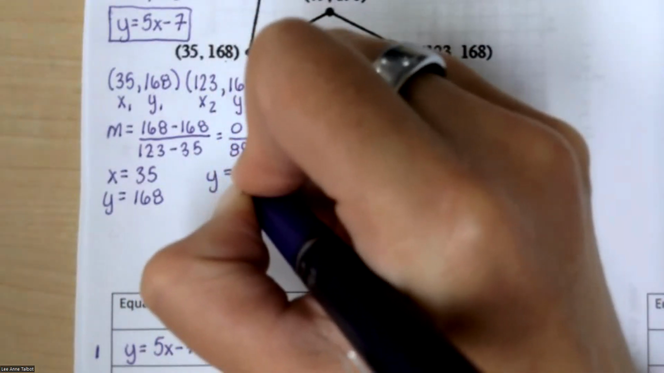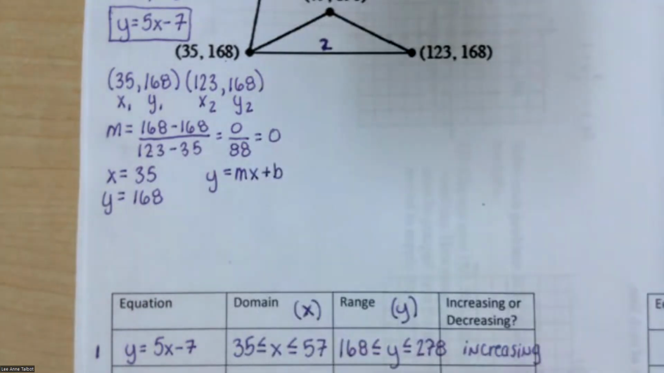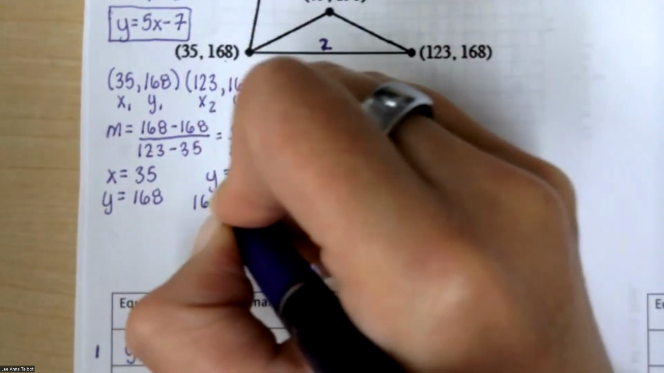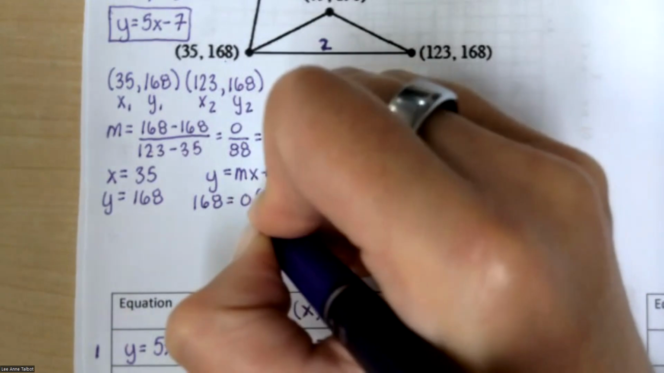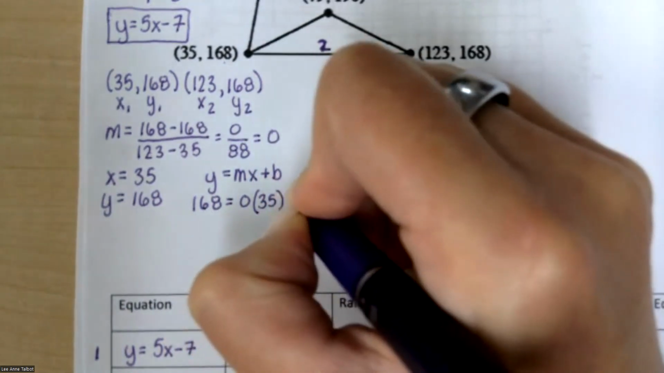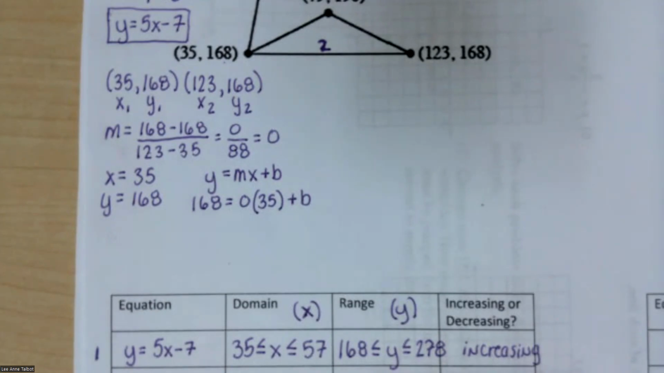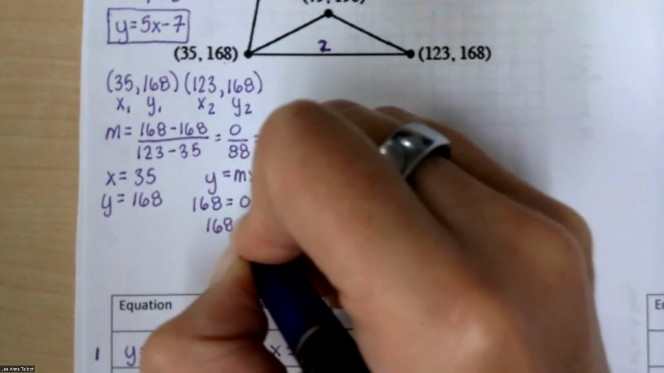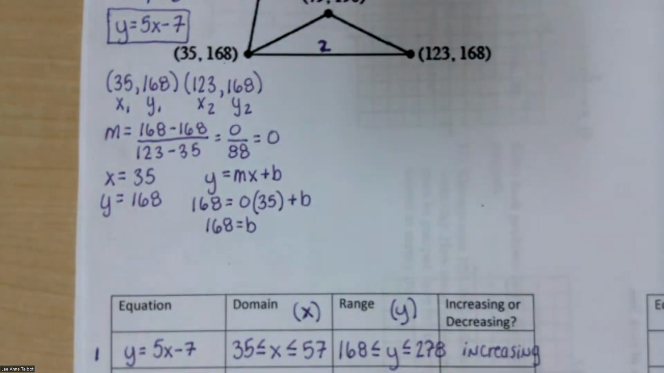Y equals mx plus b. There's some more unnecessary work that's going to happen here, but that's okay because I want to show you that going through the motions will still work. 168 equals 0 times 35 plus b. 0 times 35 is 0, so 168 equals b. You can skip right to the end.